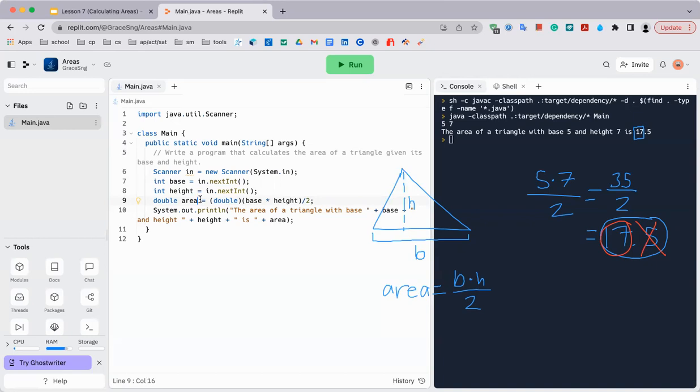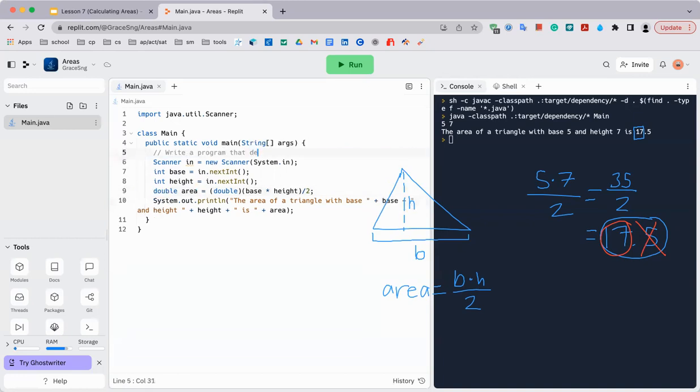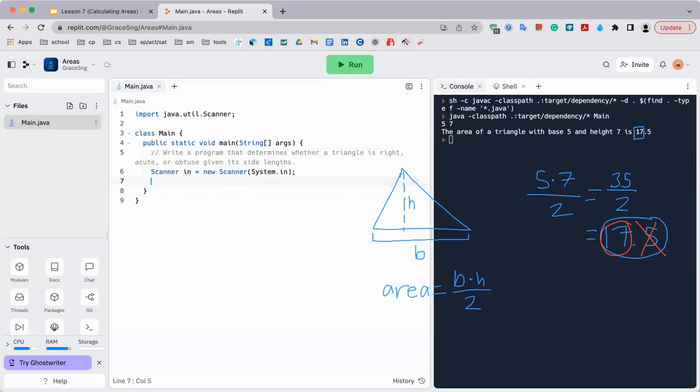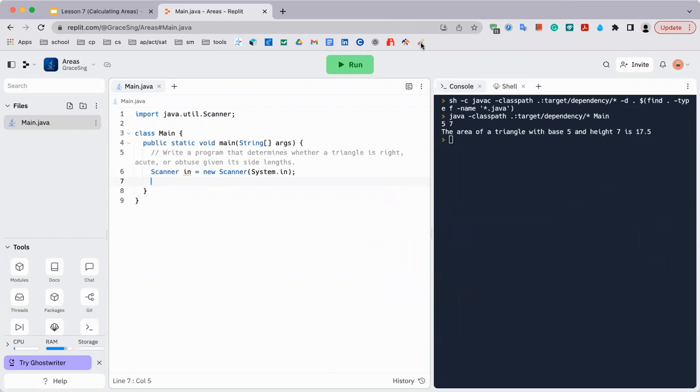Okay, so now for our final exercise, we're going to do something a little bit more challenging. Here we're going to write a program that determines whether a triangle is right, acute, or obtuse, given its side lengths. The math behind this may not be familiar to everyone, so I'll recap it really quickly for you guys, so that all we have to do is implement it in code.